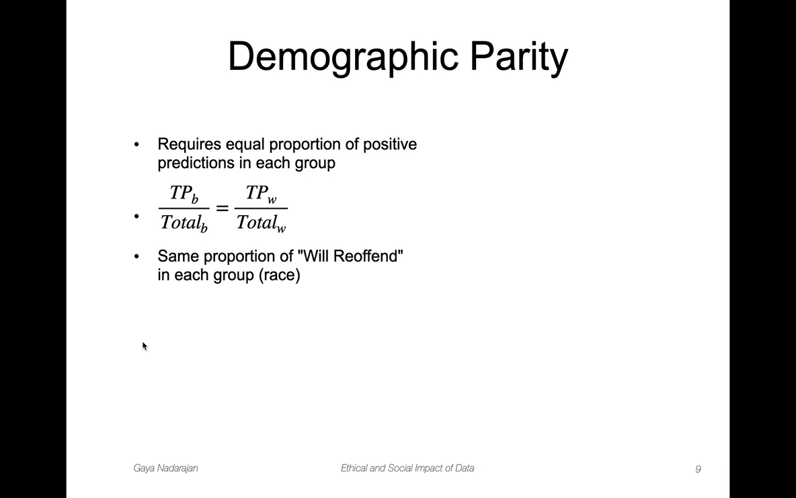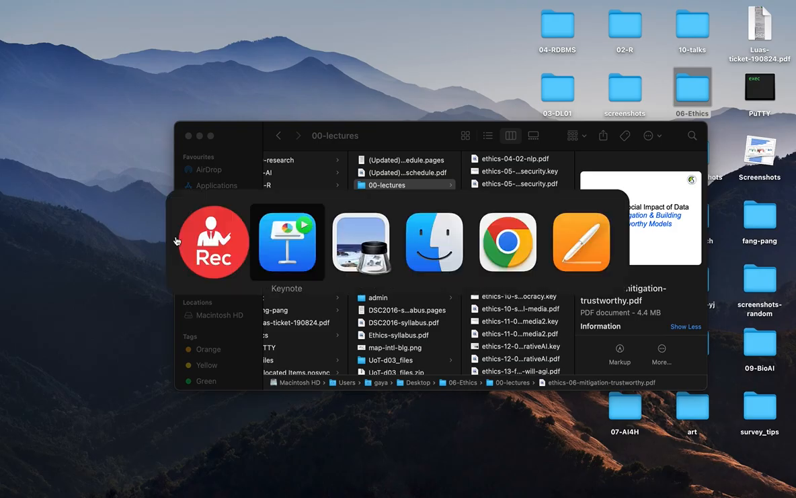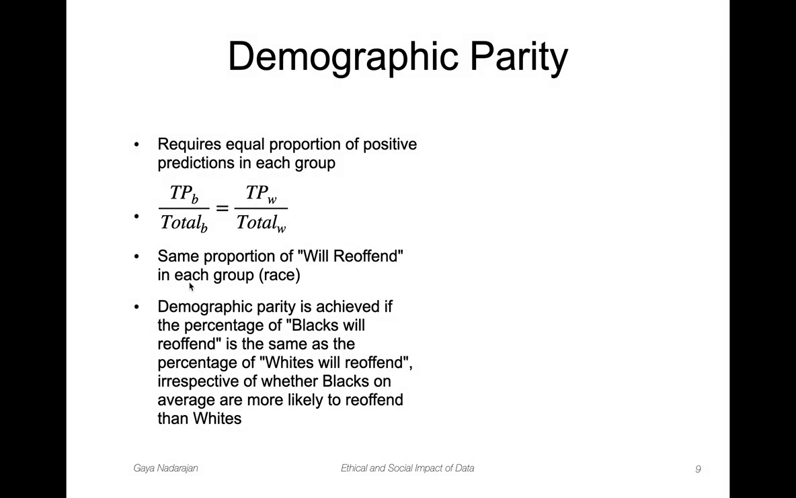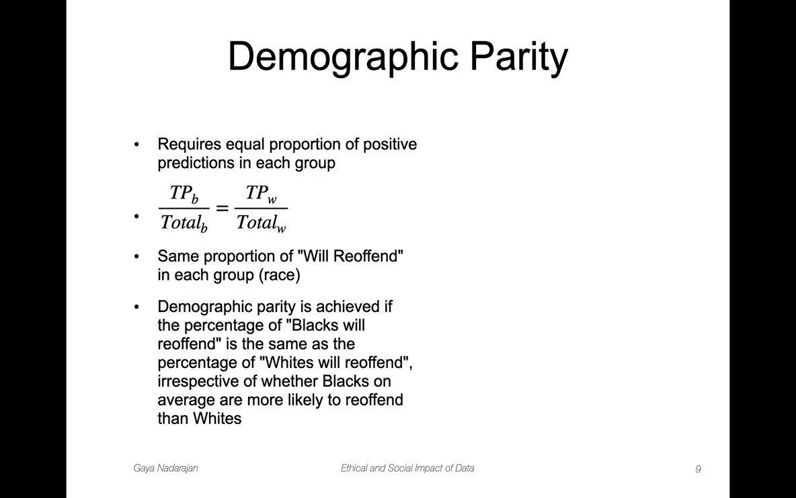So in COMPAS, we can say the same proportion of will-reoffend should be present in each group. We're not looking at the negative class, we're only looking at the positive class. Demographic parity is achieved if the percentage of blacks who will reoffend is the same as the percentage of whites who will reoffend. This is irrespective of whether blacks on average are more likely to reoffend than whites. As long as we get this proportion, we don't care about any other factors, we don't care about stereotypes, we just want to find the numbers.